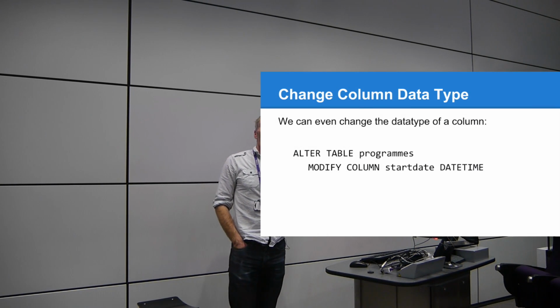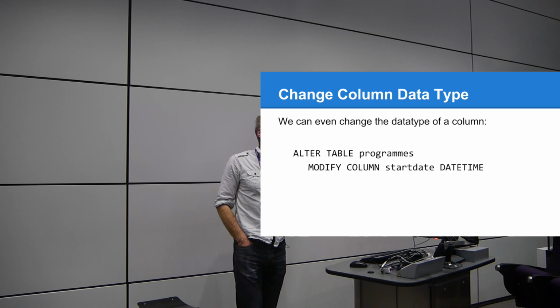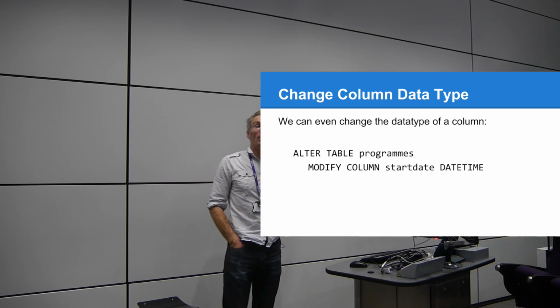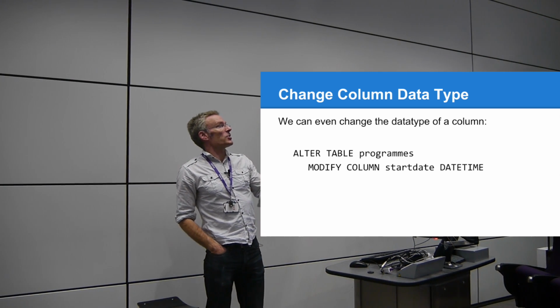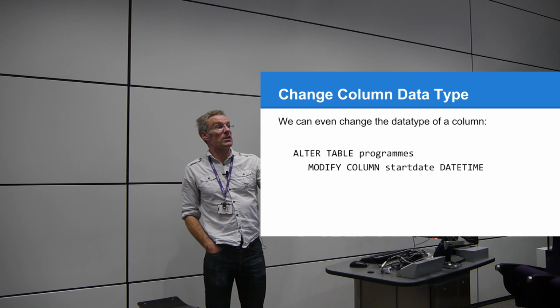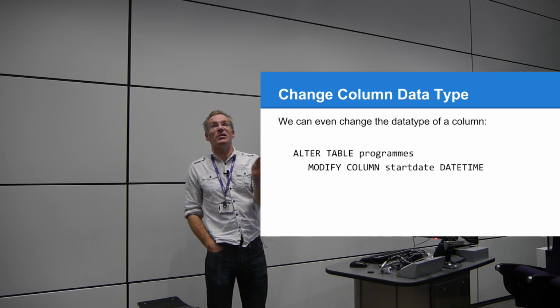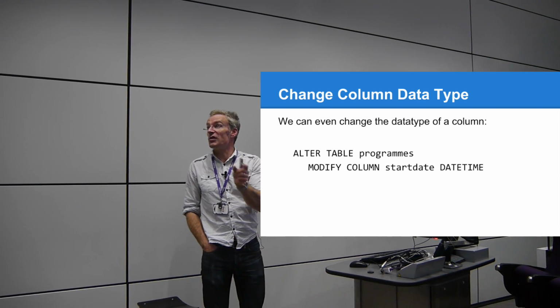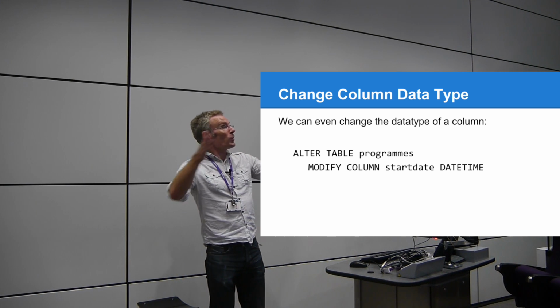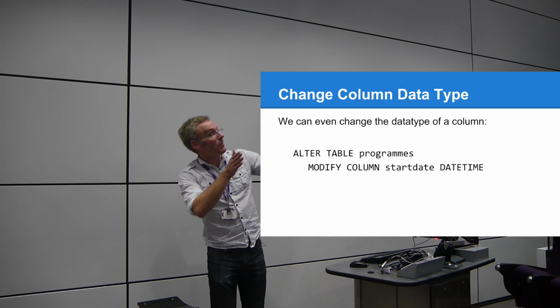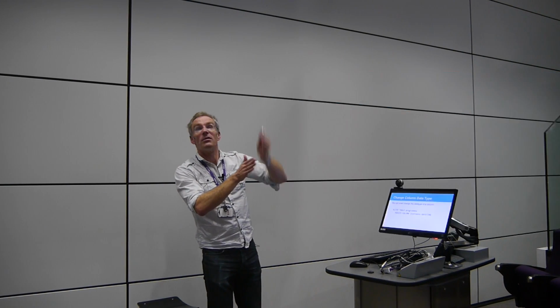You can change the data type. So I'm changing my start date from date to date time. Obviously, if you change it from date to date time, it'll add the time to be 0, 0, 0, 0. If you go from date time to date, it'll delete the time part. You've lost it. Just like if you go from a long int to a tiny int, and some values are too long, it'll just truncate.